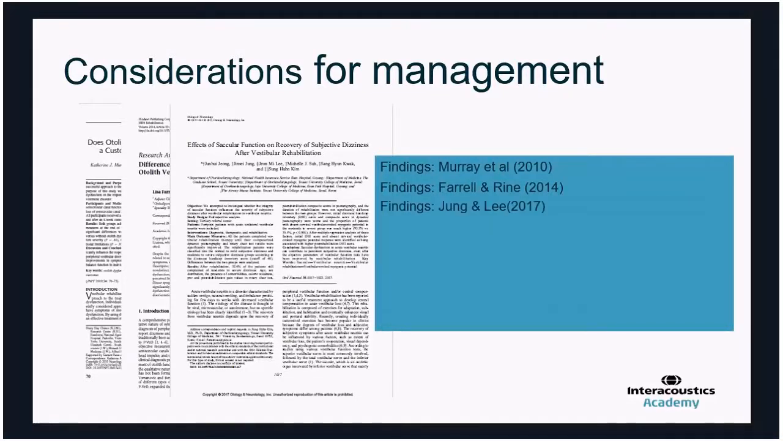Now, this is by Jung and Lee, and what they looked at was the saccular function and the recovery from subjective sensations of dizziness. And what they found is that patients with absent cVEMP reported a significantly higher DHI score, Dizziness Handicap Inventory score, scoring moderate to severe, than those that had intact cVEMP and saccular responses. So again, we're looking at otolith function as part of this clinical presentation that will present differently in patients in terms of their severity and functional change.